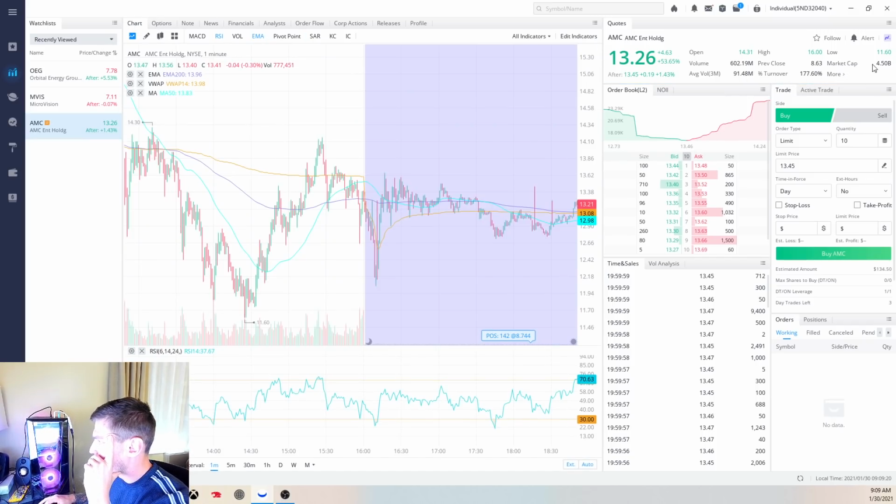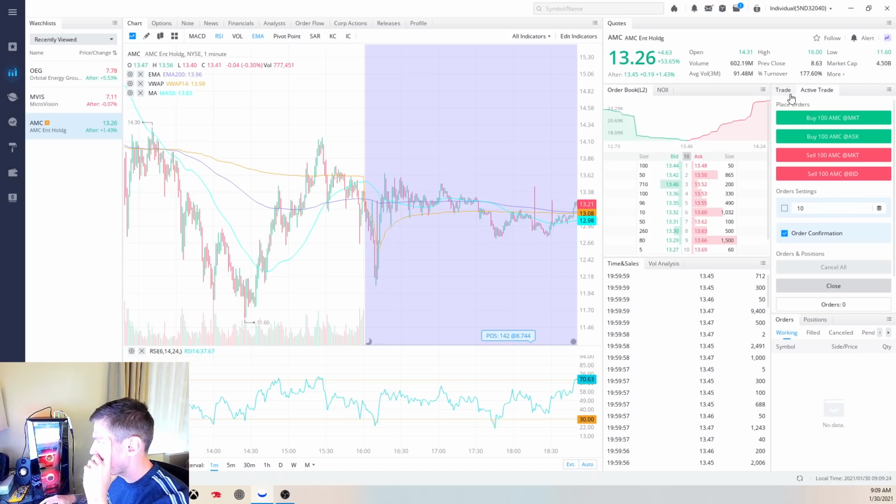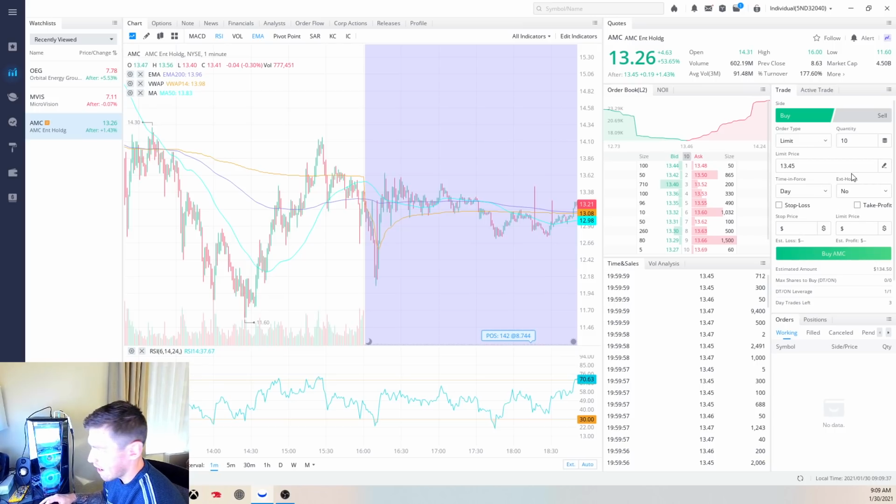The turnover, market cap, the low of the day, all very great stuff. Now we've got trade and active trade. Active trade is typically something if you'd like to get in and out immediately. You can hit buy 100 at market, buy 100 at ask, sell 100 at market, sell 100 at bid, and you can edit this however you want.